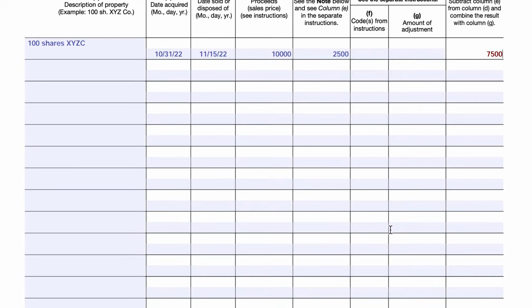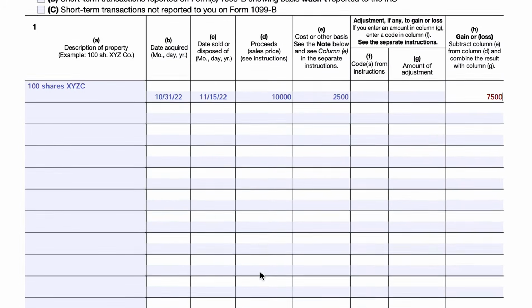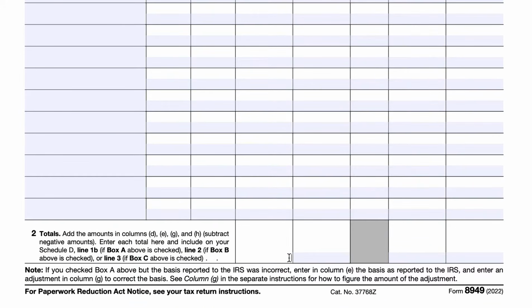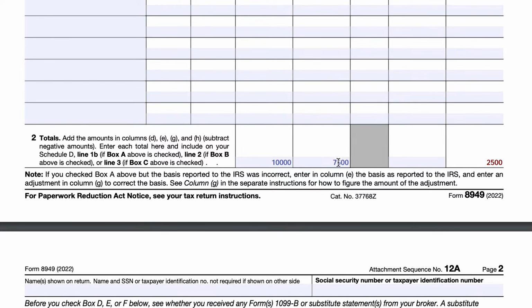So we'll briefly go through line 2, which is where you add the total amounts, and you have $10,000, $7,500, and then your grand total. Oh, sorry, we made that backwards.